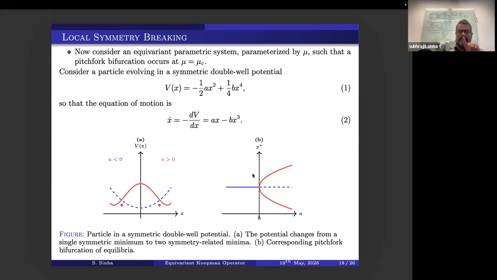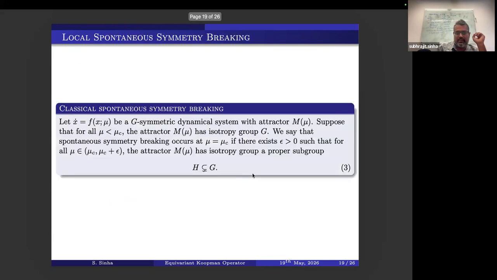And then the isotropy, or the symmetry group, of that particular solution is not the entire group, because the trajectory spontaneously chooses one of the wells, right? So this is known as spontaneous symmetry breaking. And here we basically analyze this phenomenon of spontaneous symmetry breaking.